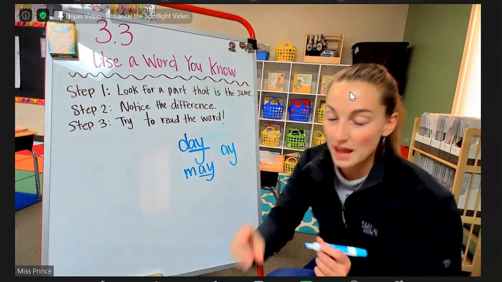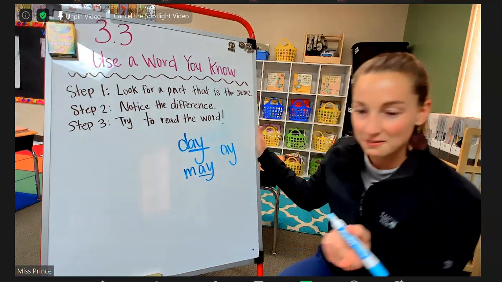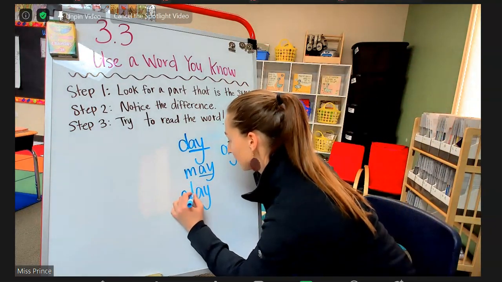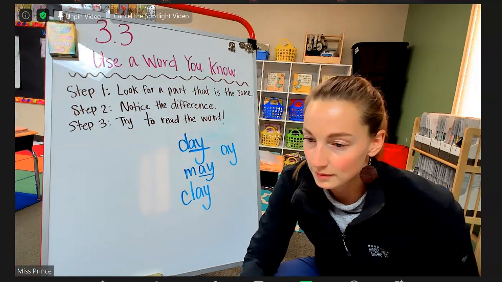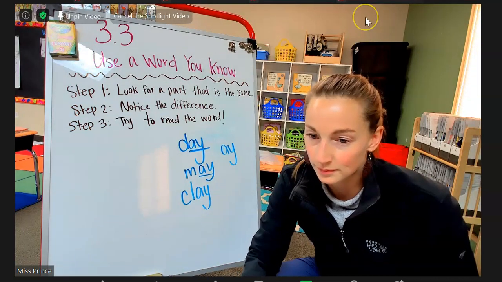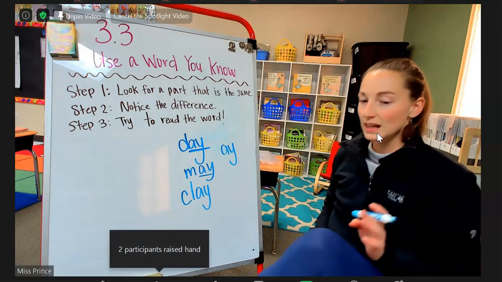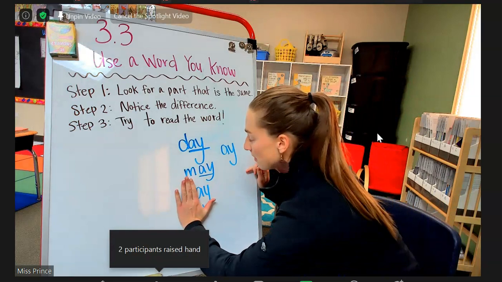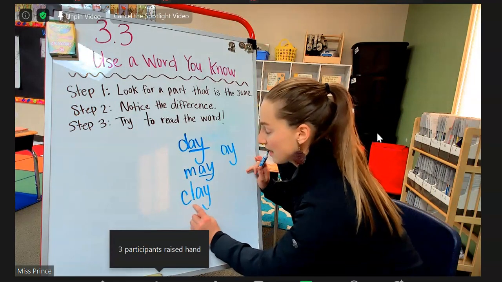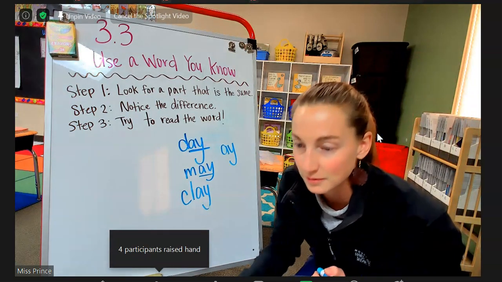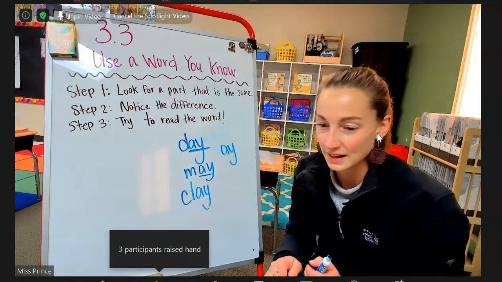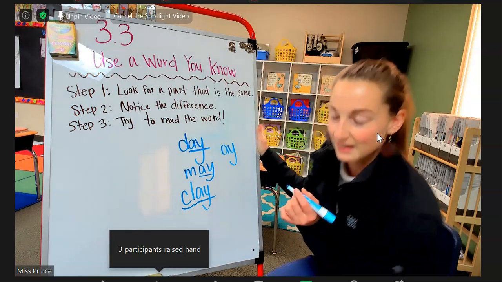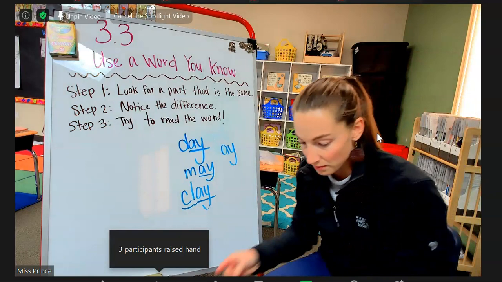So if I know day and May, I can figure out this word. Who can help me figure out this word? Elias. Elias, can you help me figure out this word? The best way to help you figure it out is to just focus on the part we know. And the part we know is A. So we can sound out this part and then stick it together. Do you know the word, Elias? Nice job. Clay. Nice work.